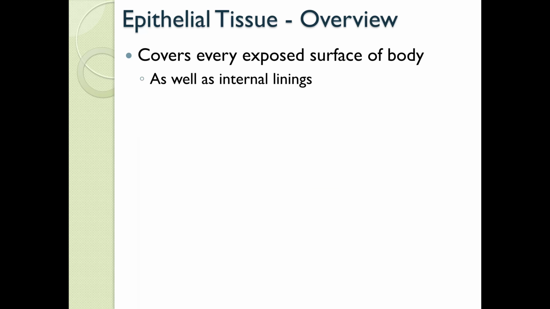Epithelial tissue is the tissue that covers all of the exposed surfaces of your body. These are surfaces that are exposed to the outside, like your skin, and also surfaces that are exposed to inner compartments, for example, the surface of your stomach or the inner surface of your blood vessels. We call those internal linings. Basically, if there is a surface anywhere outside or inside the body, epithelial tissue is going to be covering it. Epithelial tissue includes both epithelia, which is the actual cells that are lining these surfaces, and glands.